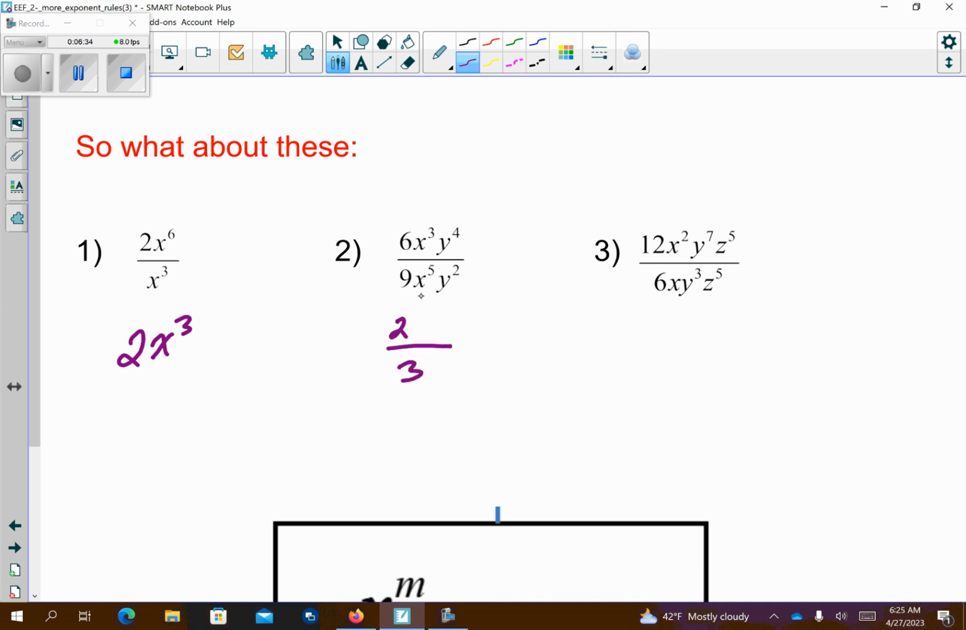Tug of war with the x's. Who wins, top or bottom? Well, the bottom. How many does the bottom win by? 2. Tug of war with the y's. Who wins? Well, the top. By how many? 2. There's my answer.